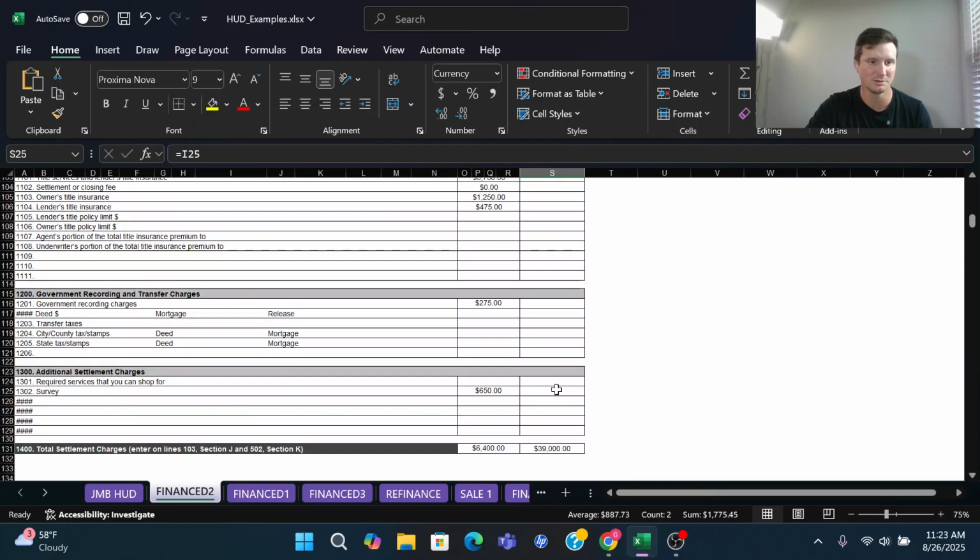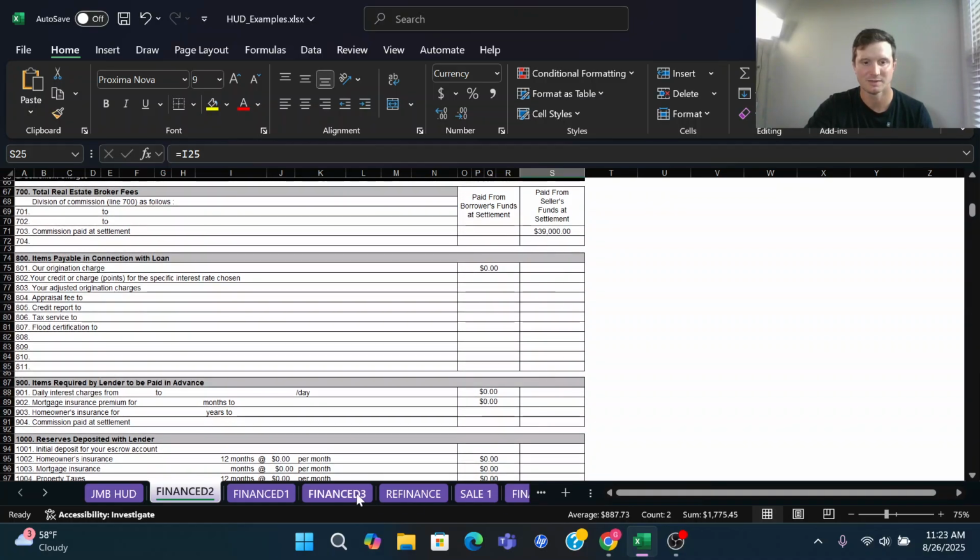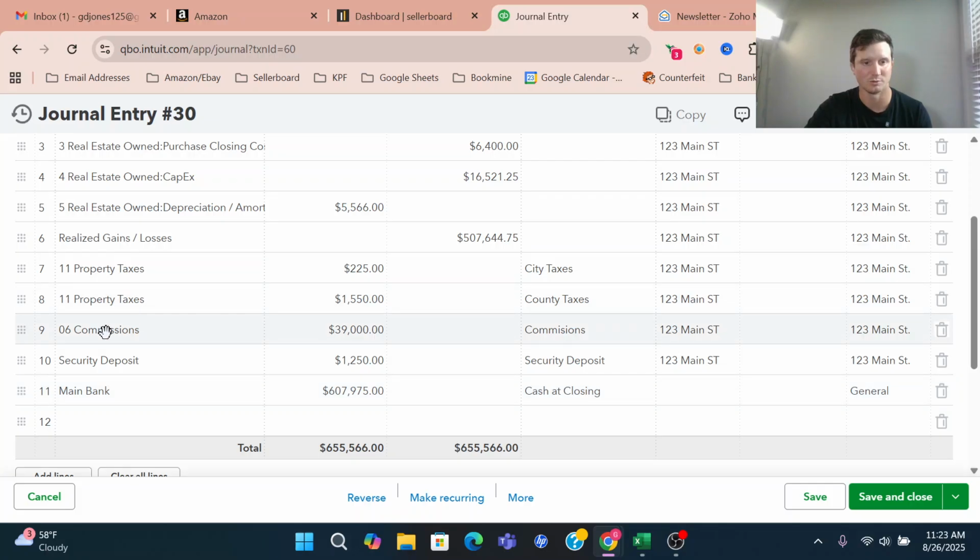There's no state taxes, transfer taxes, none of that. It's all just right here in commissions. So that's really, really simple. We're just going to throw that right there, $39,000.